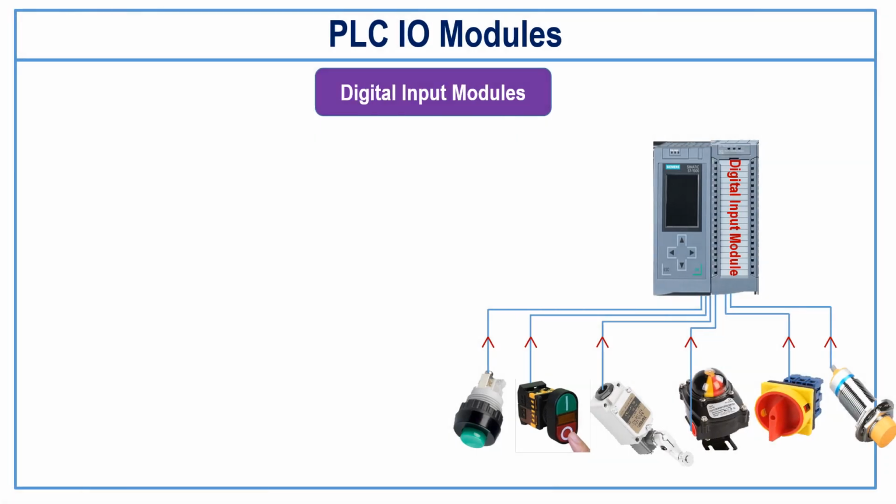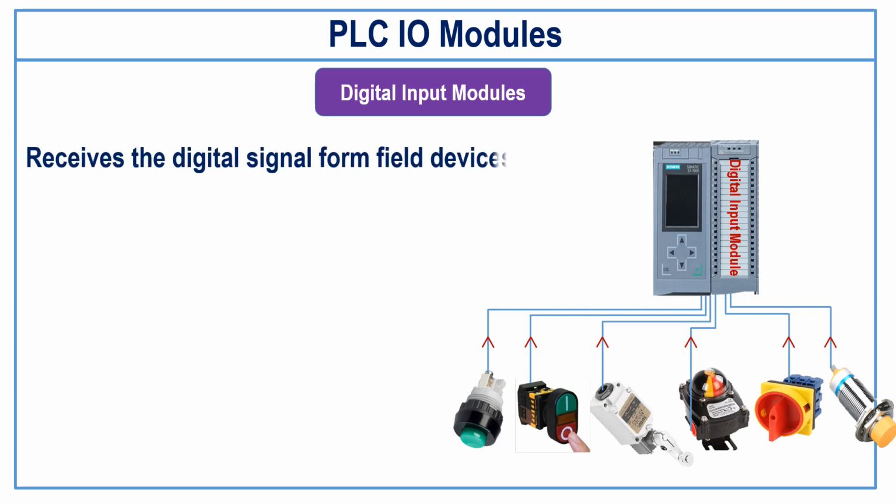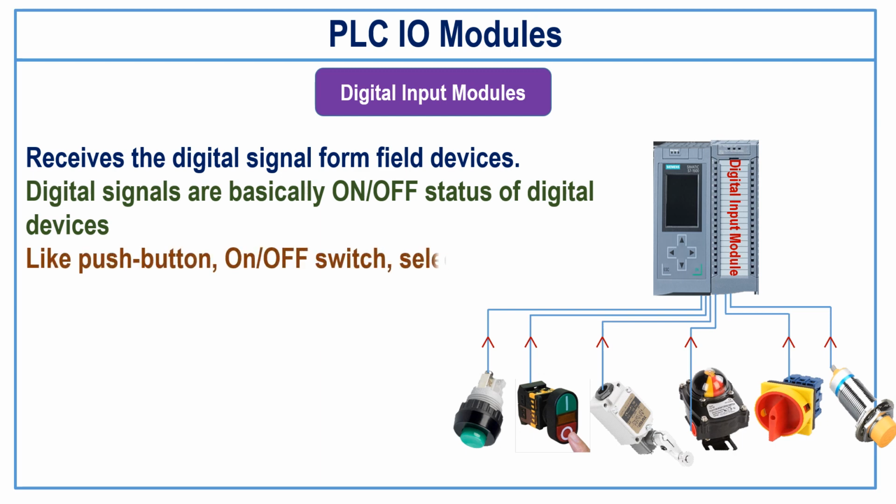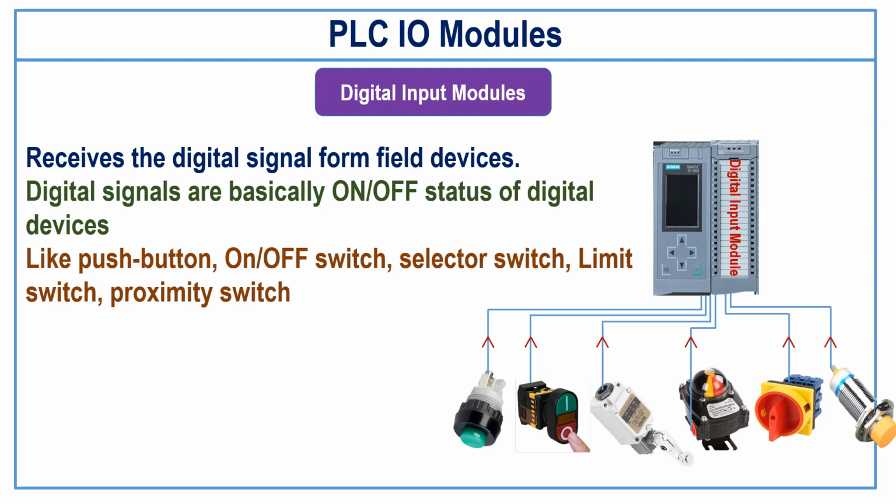Digital input module. The digital input module receives the digital signal from the field devices. These digital signals are basically the on or off status of digital devices like push button, on-off switch, selector switch, limit switch, proximity switch, etc. These are all examples of digital input devices and they have to be connected to the digital input module.